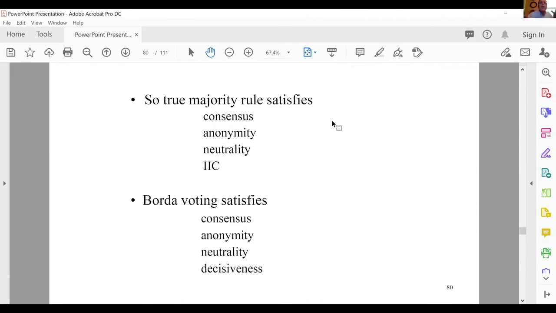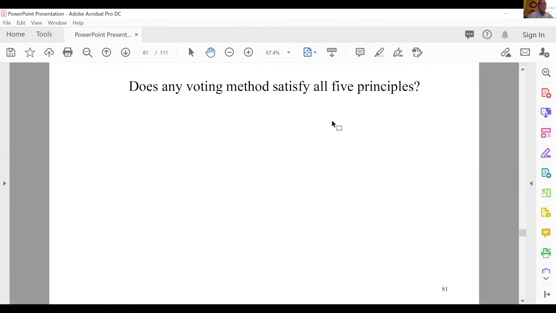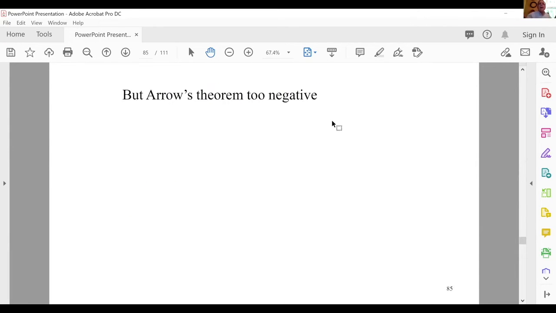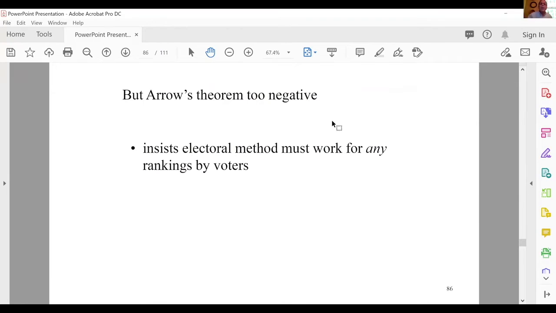We might ask, is there any rule that satisfies all 5 principles? Unfortunately, the answer to that is no, and that was established almost 70 years ago by the Arrow impossibility theorem. There is no voting method that satisfies all 5 principles. But I would argue that Arrow's theorem is too negative because it insists that an election method must work regardless of what rankings voters turn out to have.